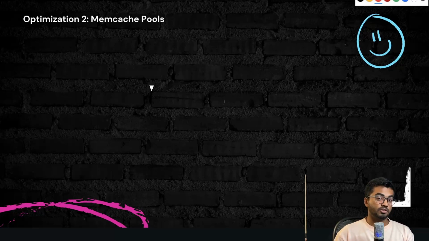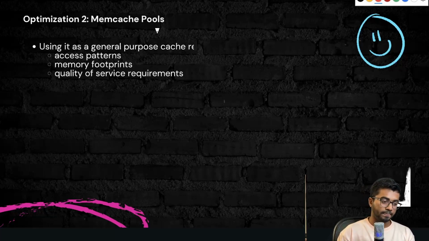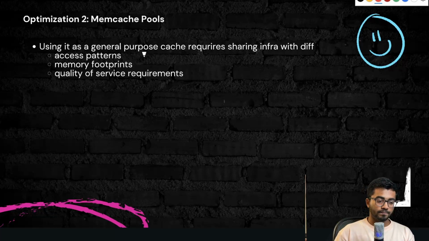Okay, let's talk about optimization 2. We talked about the first optimization, which is the lease mechanism. The second is the Memcache pools. So what exactly are Memcache pools? Using Memcache as a general purpose cache requires sharing this infra with different access patterns, different memory footprints, or different quality of service requirements.